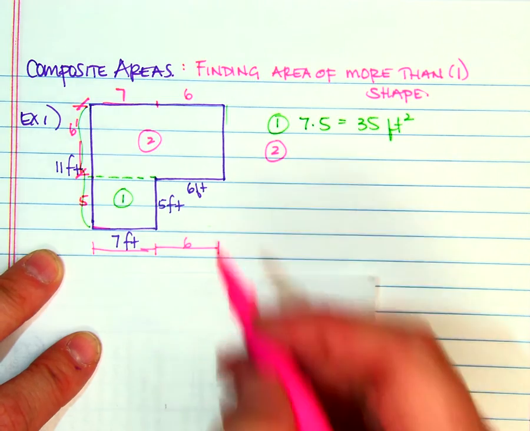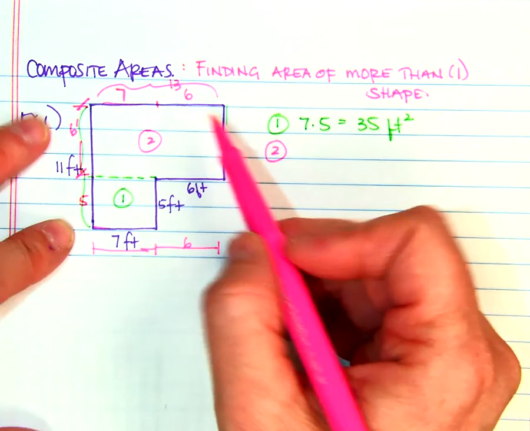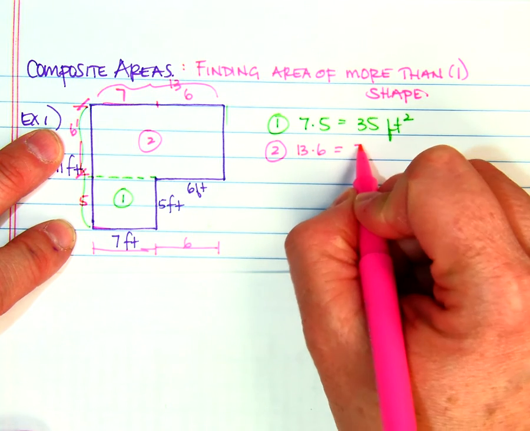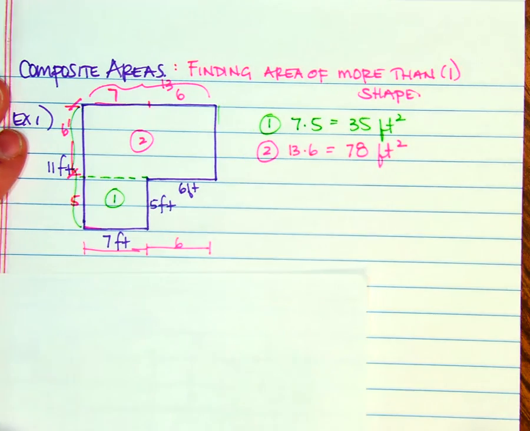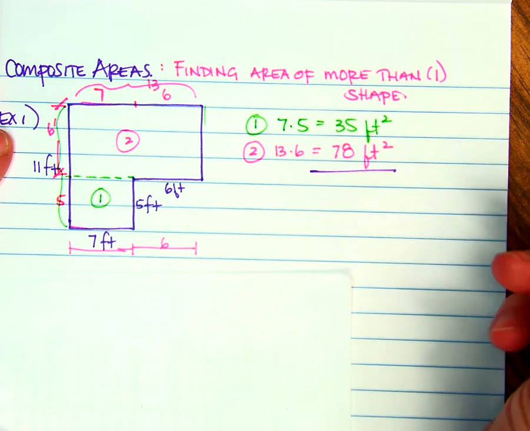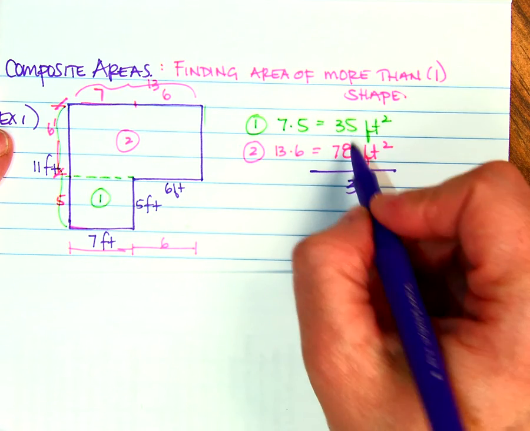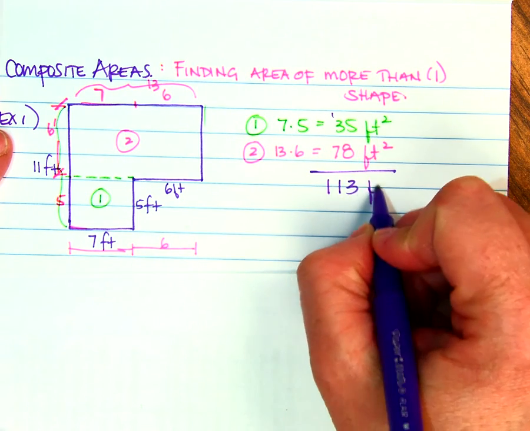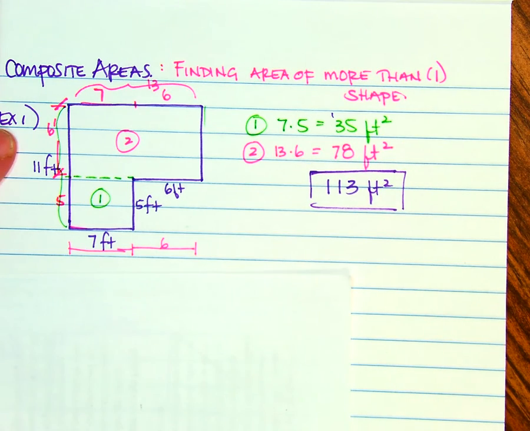Okay, hopefully that makes sense. Gives me a total of 13. So I'm looking at 13 times 6 gives me 78 feet squared. So the reason why it's called a composite is because we are now going to add both of those up to get our total, which would be 8 and 5 is a 3, 13, so carry the 1, 10, 11. So 113 feet squared would be the answer to that composite shape.